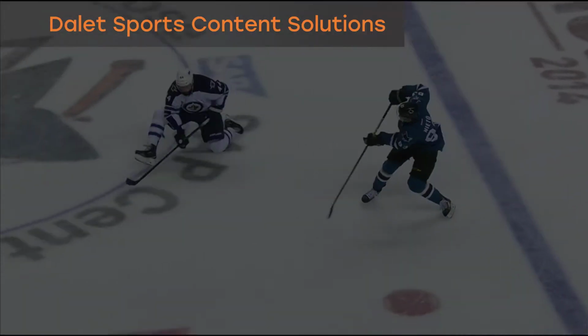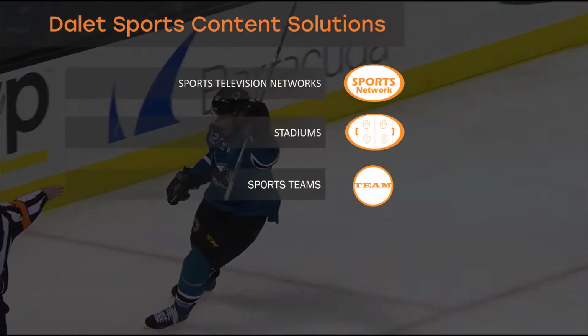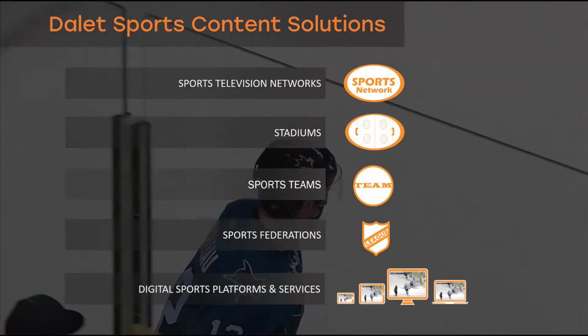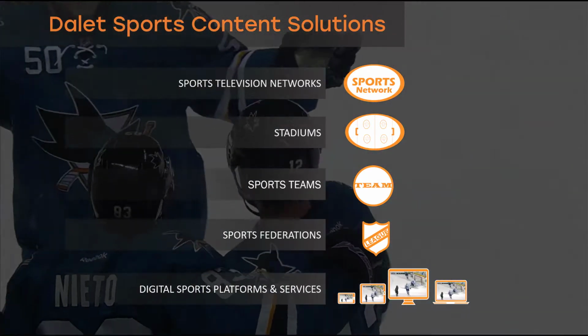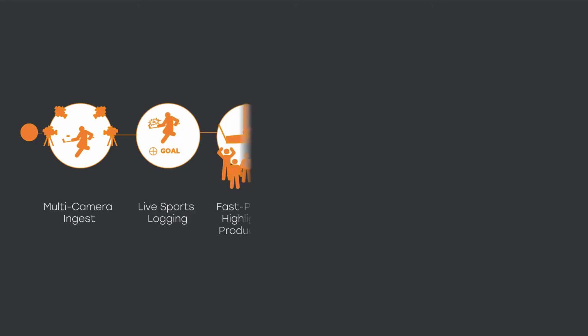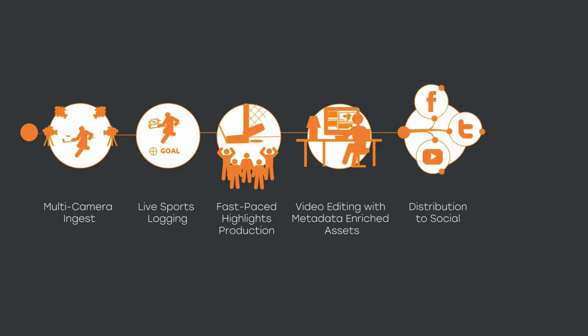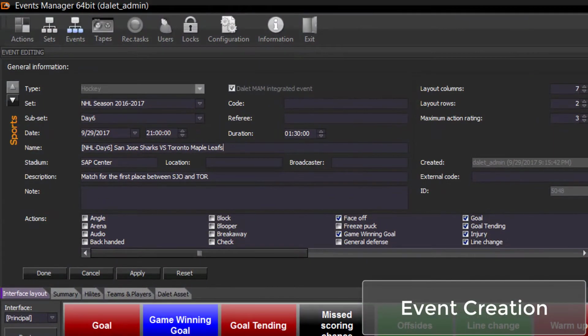Dalet Sports Content Solutions enables sports television networks, stadiums, sports teams, sports federations, and digital sports platforms and services with easy-to-use tools to ingest content from multiple camera angles, log every action with customized sports logging metadata, fast-paced production of highlights, conduct video editing on metadata-rich content, and distribute content to social media. You can build and automate your entire sports television show with tools to collaborate, enrich, and share with the central sports library. Let's see how it works.